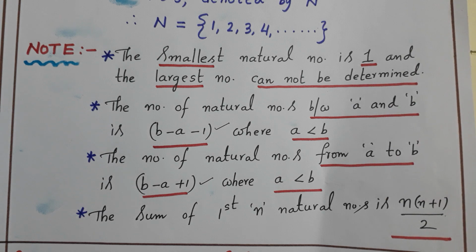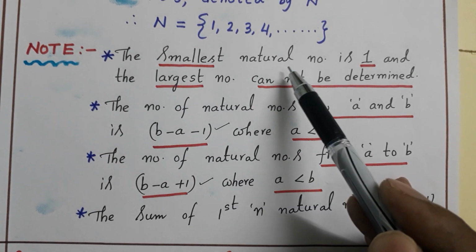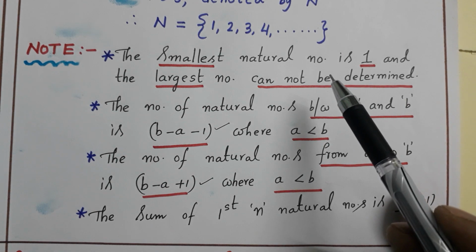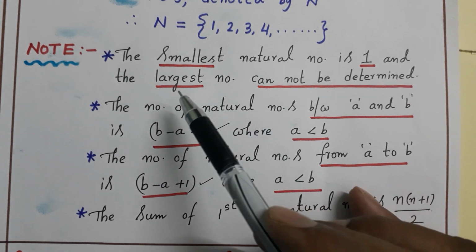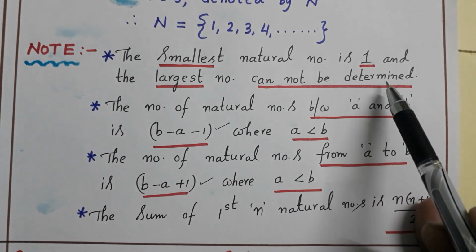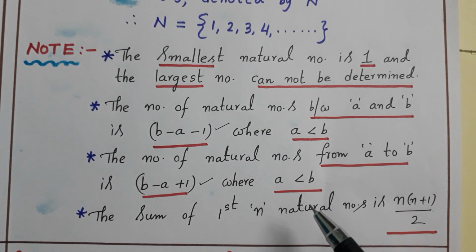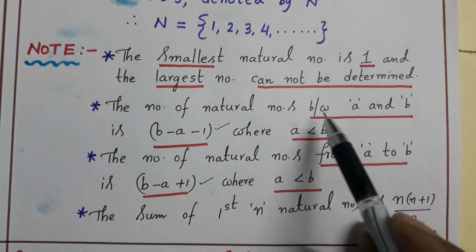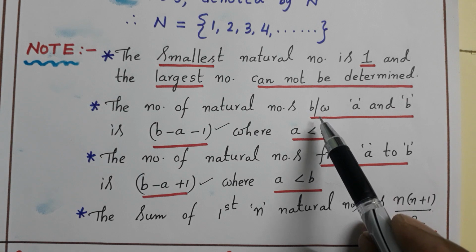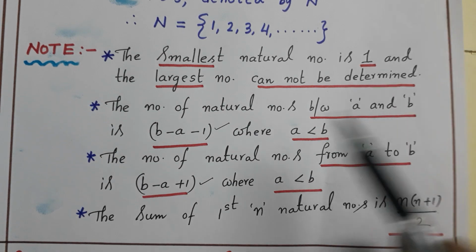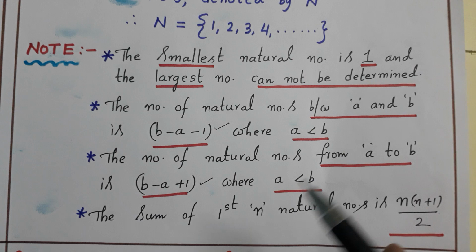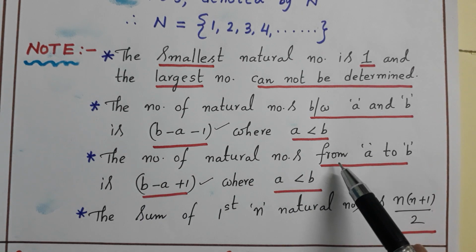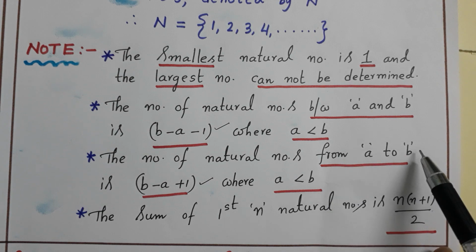Let us see the properties of natural numbers. What is the smallest natural number, children? It's 1. And what is the largest natural number? We cannot say. So the largest natural number cannot be determined. And here I am going to tell you two formulae to find out the natural numbers between any two natural numbers, just like a and b. And also I am going to give one more formula to find out the number of natural numbers from two natural numbers a to b.